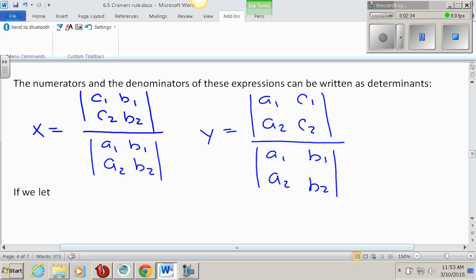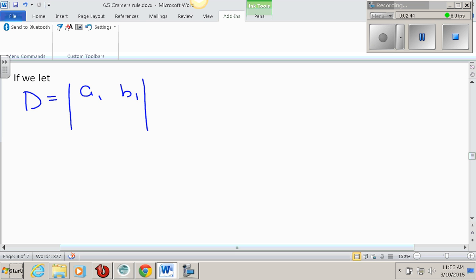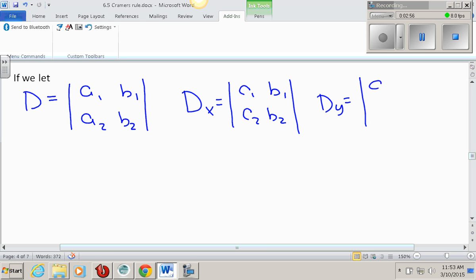All right, so if we let D equal a1, b1, a2, b2, and the determinant for x, c1, b1, c2, b2, and the determinant for y is a1, c1, a2, c2. So I know it's kind of ugly looking, but again, once you see an example of it, it does kind of come together a little bit easier, okay?